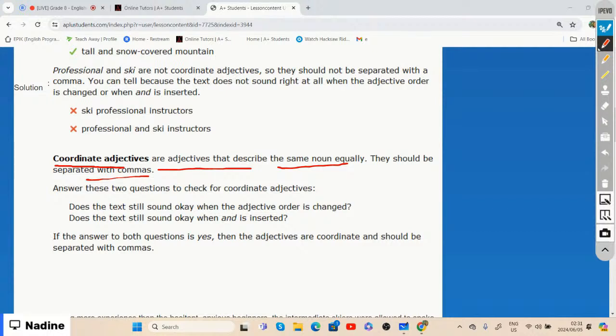So you need to ask yourself two questions to check for coordinate adjectives. The first one is, does the text still sound okay when the adjective order is changed? Or we ask ourselves, does the text still sound okay when and is inserted within that sentence? Right? So if the answer to both questions is yes, then the adjectives are coordinate and should be separated with a comma.